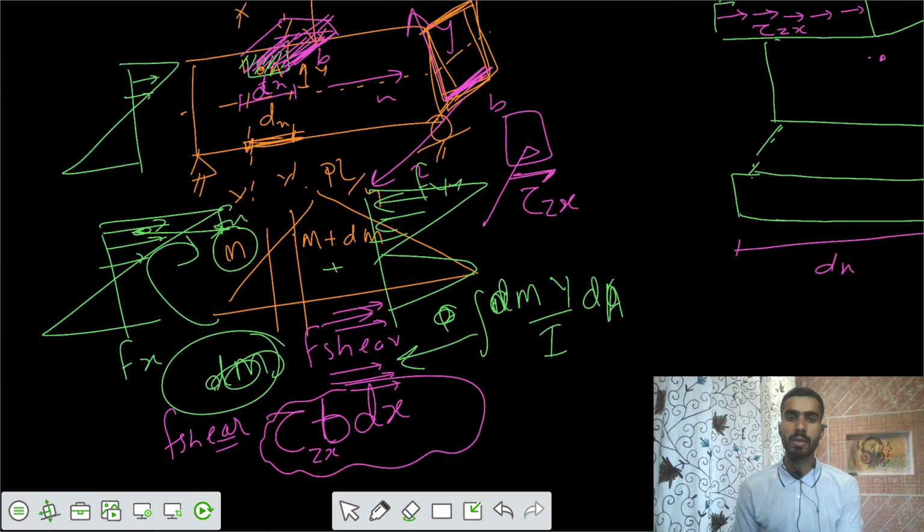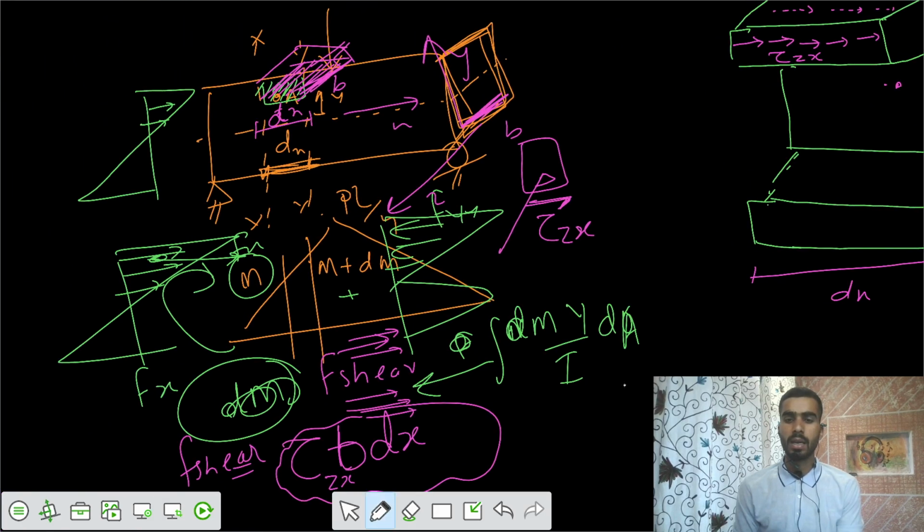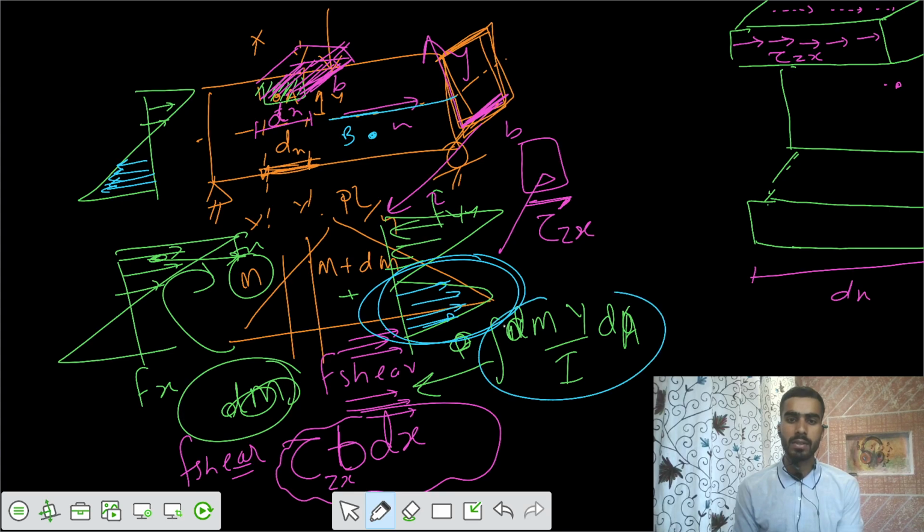Similarly, if you take any point B below the neutral axis, there we have tensile stresses from both sides, and because the moment in the y direction is more, this force would be more tensile. So net tensile stresses would be in this direction. There should be someone to balance those net tensile stresses.